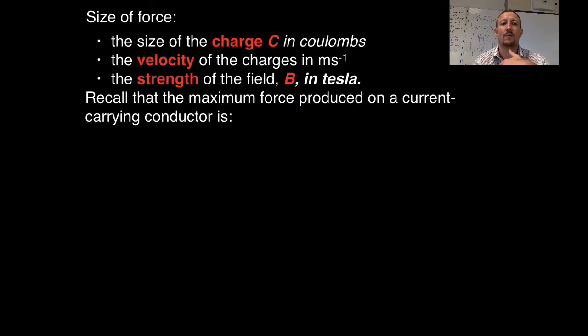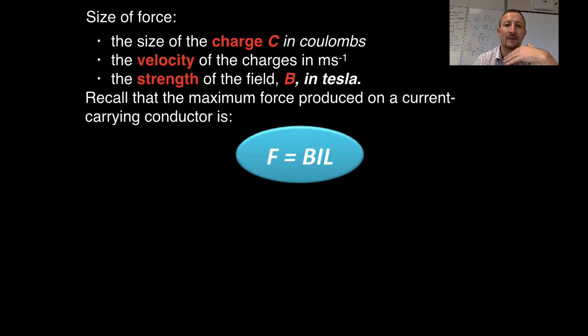Now, as we found before, we know that force can be determined by F equals BIL, or BIL sine theta. Obviously, it's BIL if theta equals 90 degrees. So the force will equal the field strength times the current times the length of the wire. Well, in this case, we don't have a length. We don't have a wire, we do have a charge. We're not dealing with current.